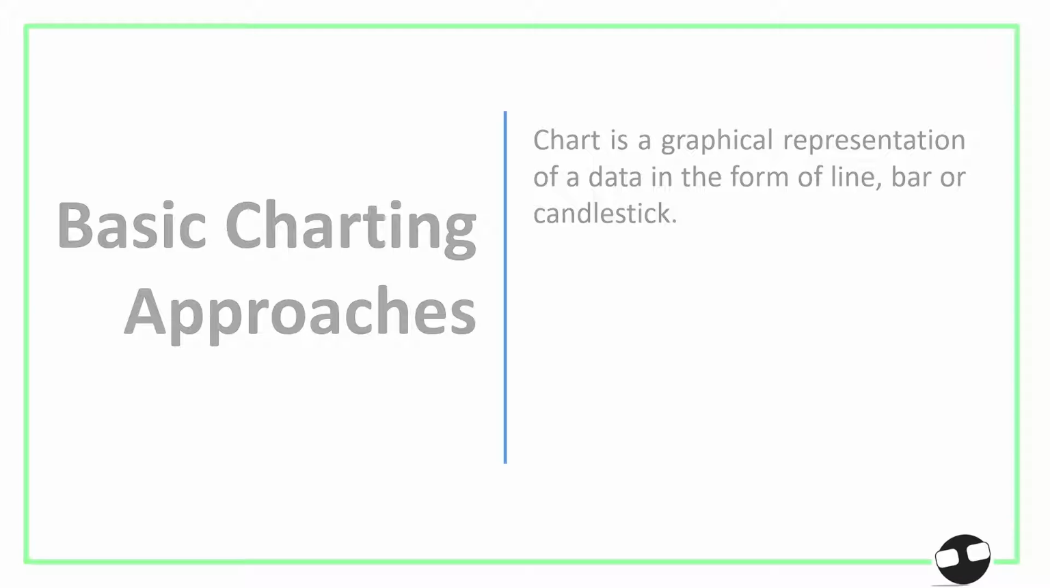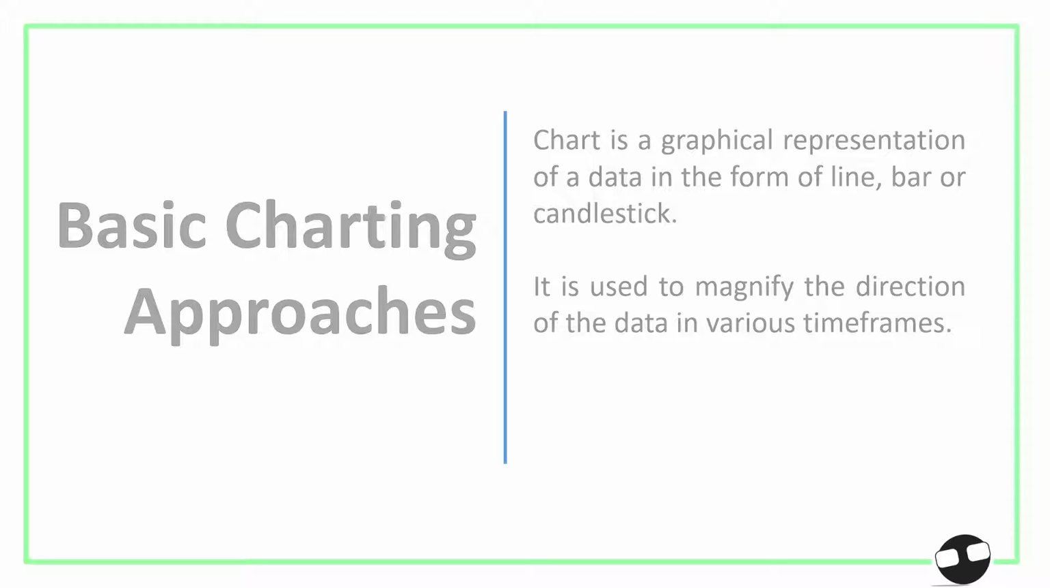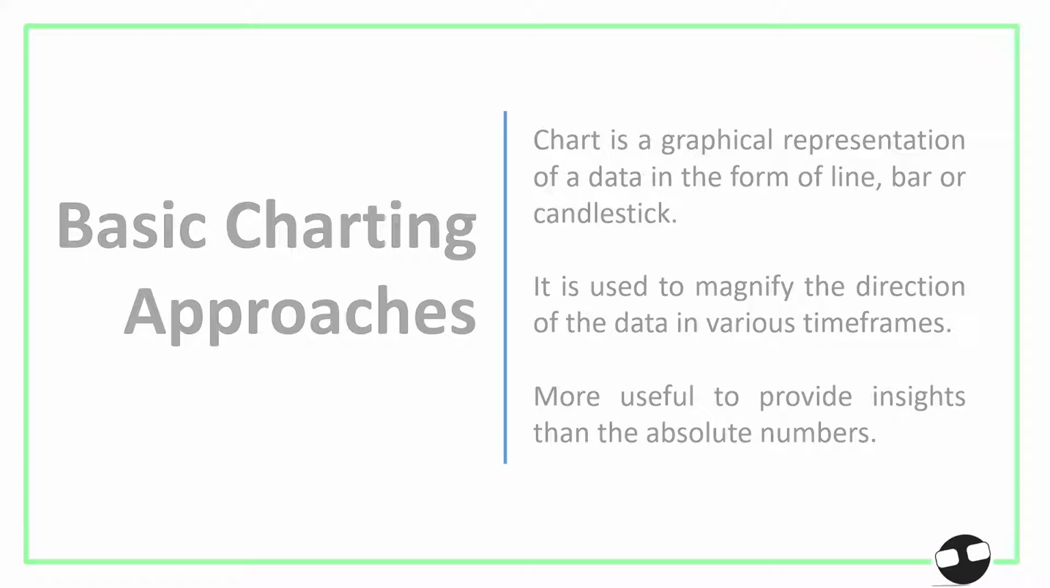A chart is actually a graphical representation of data in the form of line, bar, or candlestick. It is used to magnify a direction. When we say direction, we're talking about momentum and trend. Momentum refers to the short term, while trend refers to a longer directional time frame. It's very useful to provide insights compared to looking at absolute numbers. If you look at numbers, you will likely have less information than looking at, let's say, a line or a bar graph.